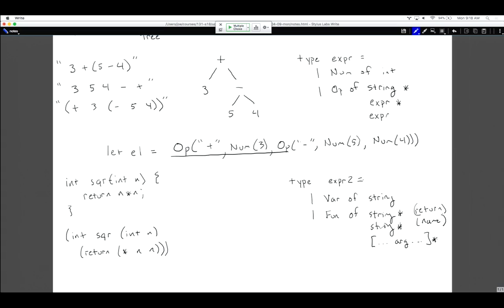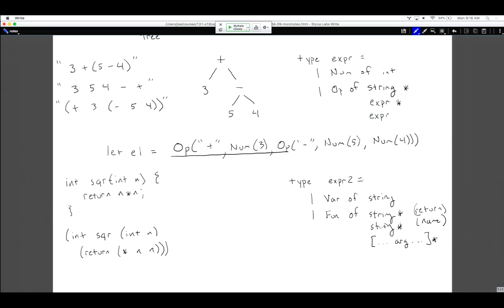What do you think the last thing, there's one more thing we need here. What kind of thing might we have as the last thing here to represent the function body? What type do you think we'll use? If we want to represent the function body. Oh, scratch. Okay. Yeah.